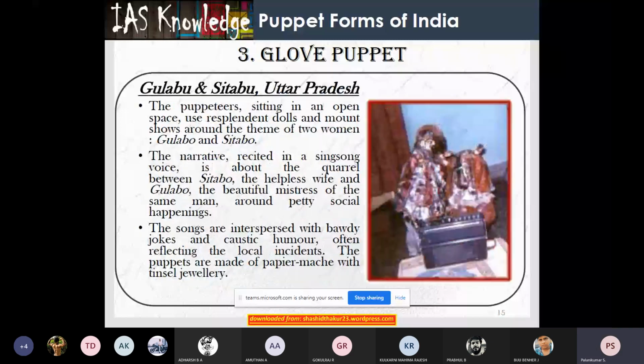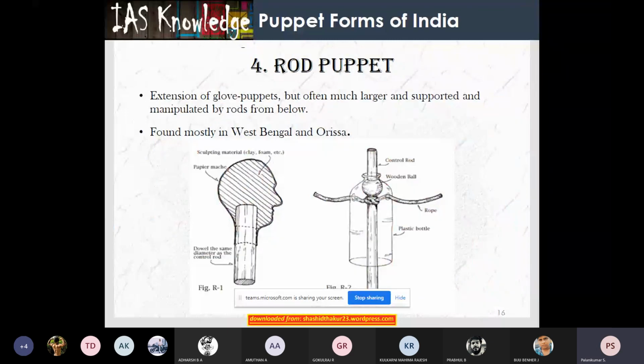And very importantly, Gulabo Sitabo in Uttar Pradesh. This is especially a representation of dolls: a helpless wife, Sitabo, and Gulabo, the beautiful mistress of the same man. That is how they perform. So it is also a kind of glove puppet concept.